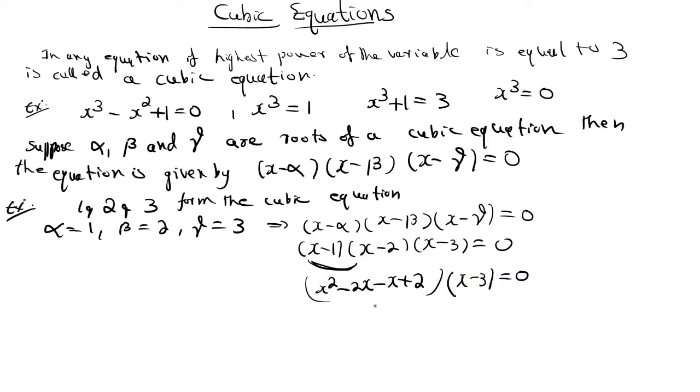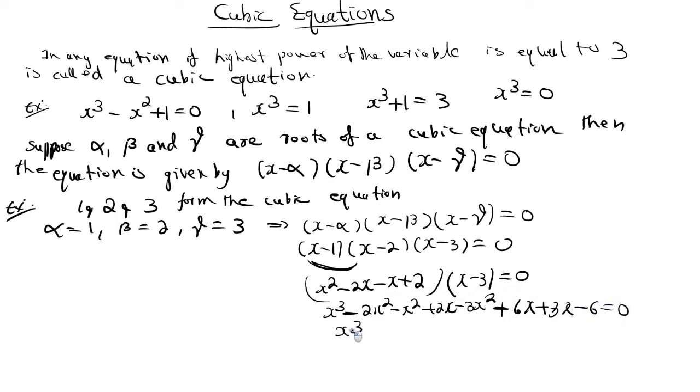to 0. Now see, x into x square is x cube, x into minus 2x is minus 2x square, minus x into x is minus x square, then plus 2 into x is plus 2x. Then multiplying by minus 3. Minus 3 into x square is minus 3x square, minus 3 into minus 2x is plus 6x, minus 3 into minus x is plus 3x, then plus 2 into minus 3 is minus 6, equal to 0.